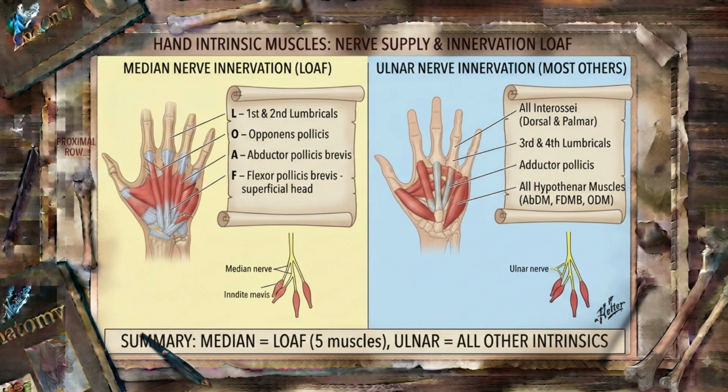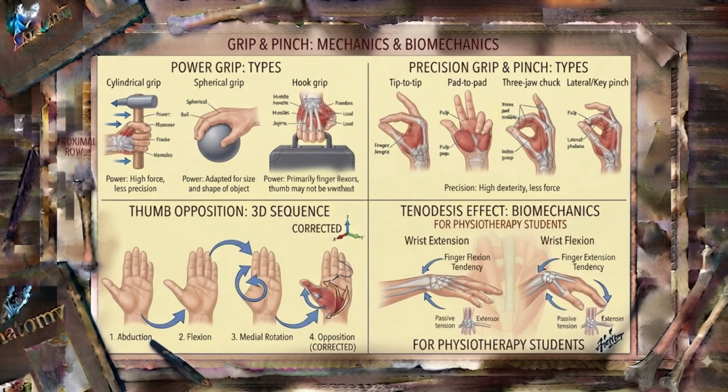Now comes another extremely high yield slide: the median nerve, which supplies the LOAF group. L, first and second lumbricals. O, opponens pollicis. A, abductor pollicis brevis. F, flexor pollicis brevis, mainly the superficial head. The ulnar nerve supplies most of the remaining intrinsic muscles of the hand.